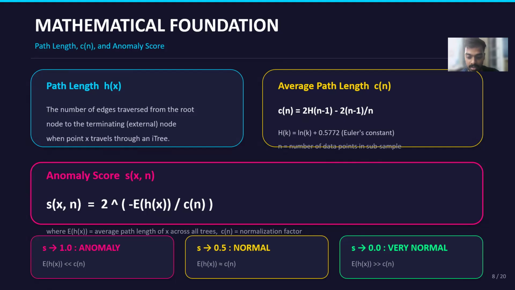So if a score is close to 1, the point is likely to be an anomaly, and if it is around 0.5, it is considered as normal. And if it is 0, it's actually considered very normal, and it has more occurring points around them.